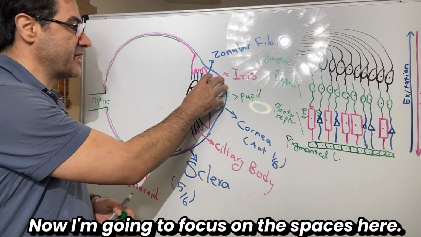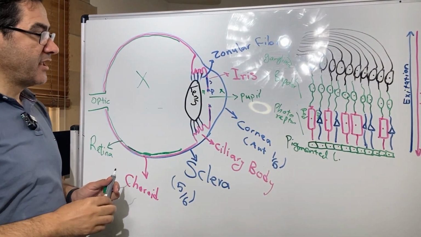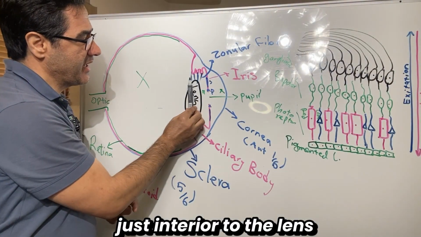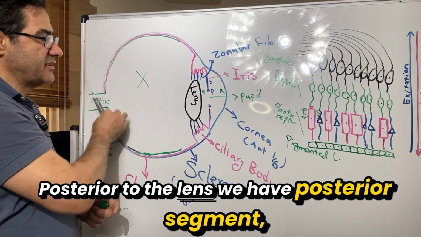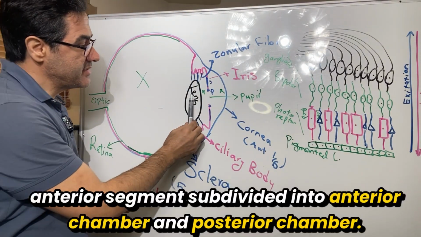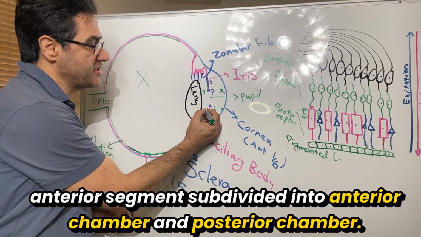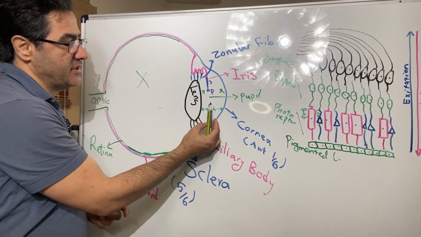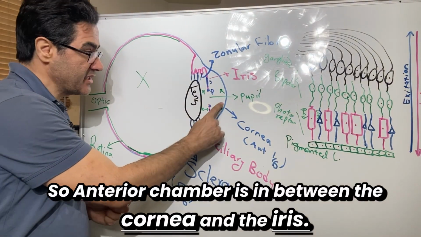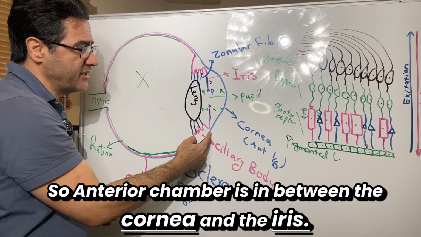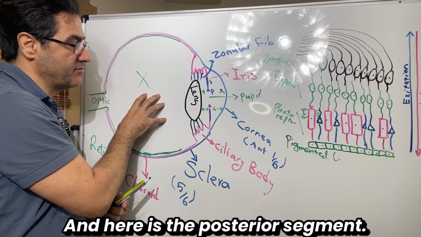Now I'm going to focus on the spaces here. So you know we have some spaces here, there, and this big space here. So look at here, just anterior to the lens, we have the anterior segment. Posterior to the lens, we have the posterior segment. The anterior segment is subdivided into anterior and posterior chambers. Here is the anterior chamber. Each subdivision happens by the iris. So the anterior chamber is in between the cornea and the iris. The posterior chamber is between the iris and lens. And here is the posterior segment.